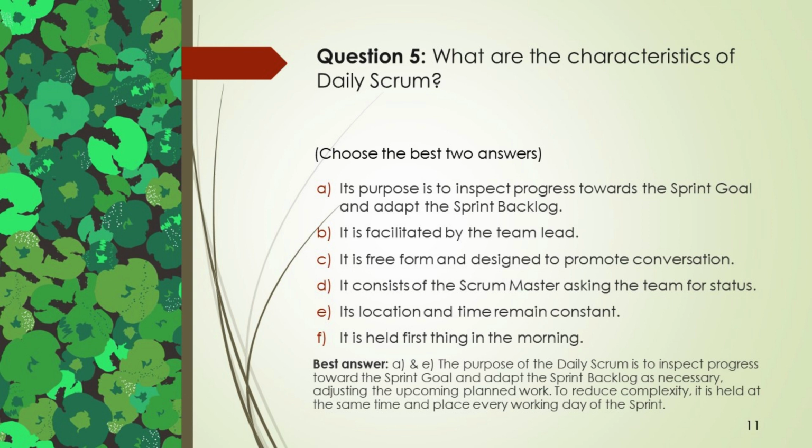Best answer, A and E. The purpose of the daily Scrum is to inspect progress toward the sprint goal and adapt the sprint backlog as necessary, adjusting the upcoming planned work. To reduce complexity, it is held at the same time and place every working day of the sprint.